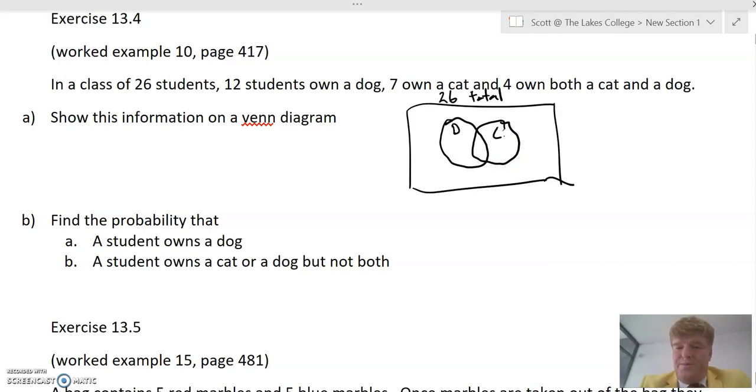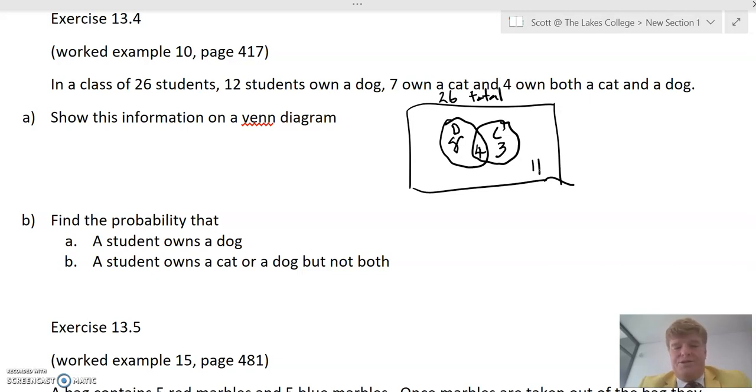So we've got 4 people. We're asked to put the information on the Venn diagram. We've got 4 people that own both cats and dogs. We've got 12 students that own a dog. We've got 4 that own a dog and a cat, so there's going to be 8 other students there. So in total we'll have 12 students own a dog. Similarly, we've got 4 people own a cat, 7 in total own a cat, so there's going to be 3 other cats in here. So now we've got 8 people that own a dog, 4 that own both, so that's 12, and another 3 that own just a cat. That's 15 out of 26. So there's going to be 11 people out here who don't own either a cat or a dog. So that's our information on the Venn diagram.